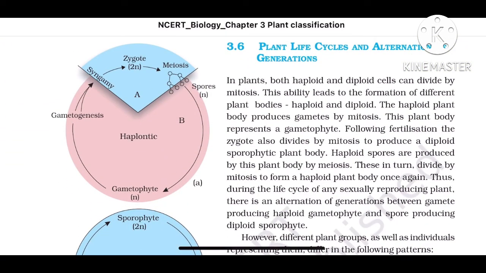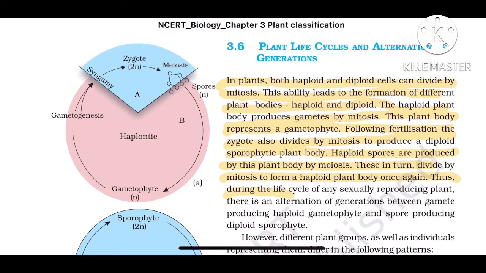Plant life cycles and alternation of generation. In plants, both haploid and diploid cells can divide by mitosis. This ability leads to the formation of different plant bodies, haploid and diploid. The haploid plant body produces gametes by mitosis. This plant body represents a gametophyte. Following fertilization, the zygote also divides by mitosis to produce a diploid sporophytic plant body. Haploid spores are produced by this plant body by meiosis. These in turn divide by mitosis to form a haploid plant body once again.